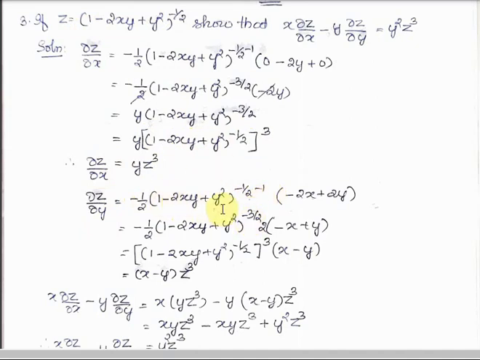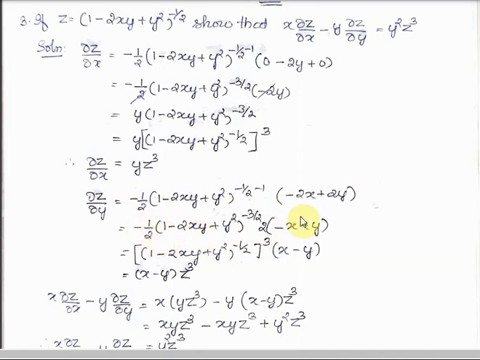Into differentiation of the inner term with respect to y. 1 becomes 0. Minus 2x is constant. Differentiation of y is 1. Plus differentiation of y square becomes plus 2y. And 2 I can take common. It gets cancelled over here. So what is left?